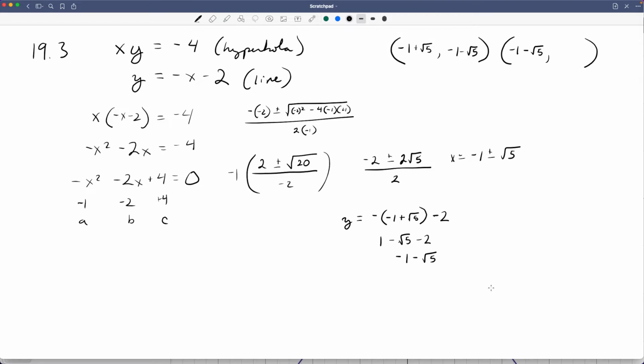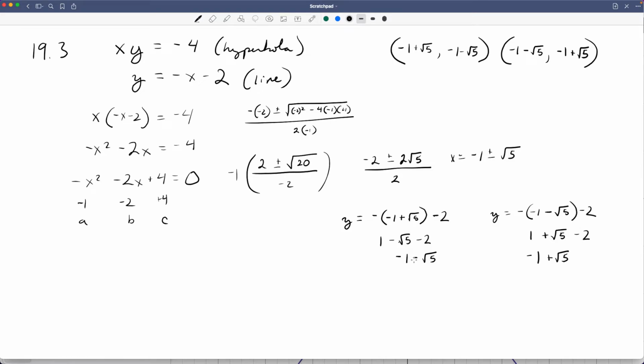All right. So now doing the same thing, we're going to do the negative version of this. So y would equal negative, negative 1 minus square root of 5 minus 2, positive 1 minus the square root of 5 minus 2. That would be plus, because it's negative times negative. So that would be a negative 1 plus square root of 5, for the negative version of that. So those are our 2 points that we have.